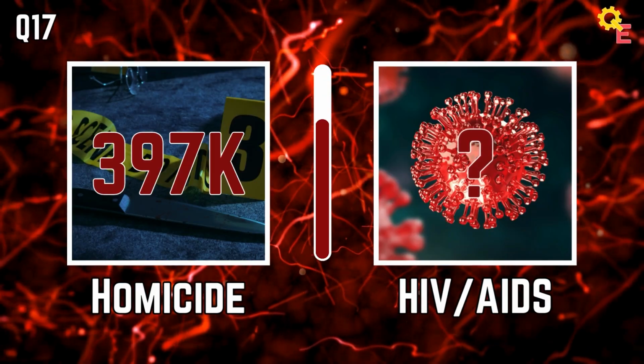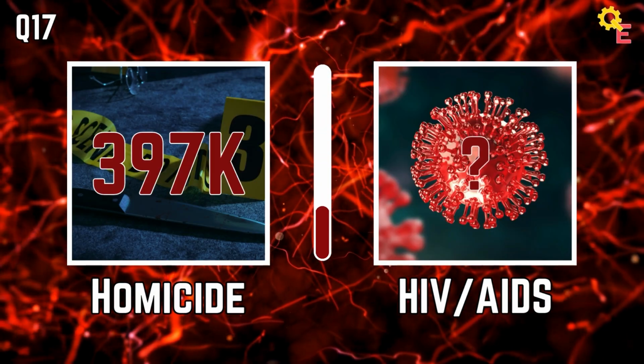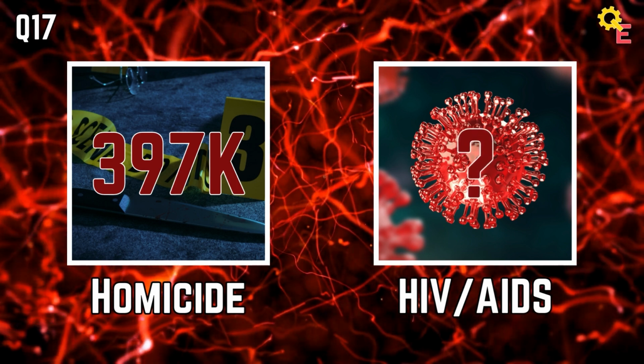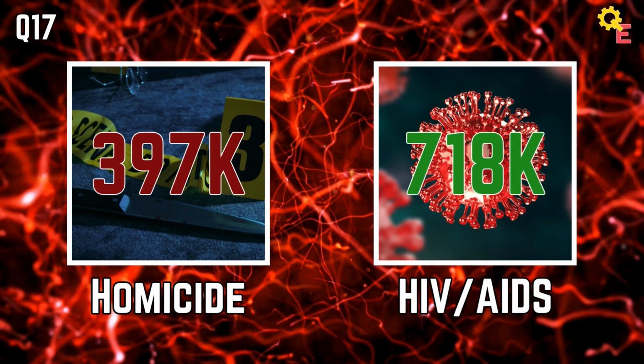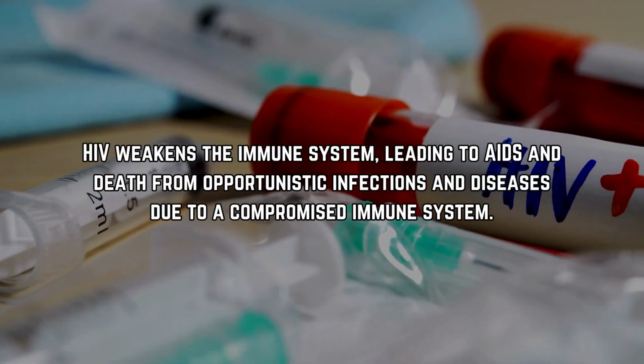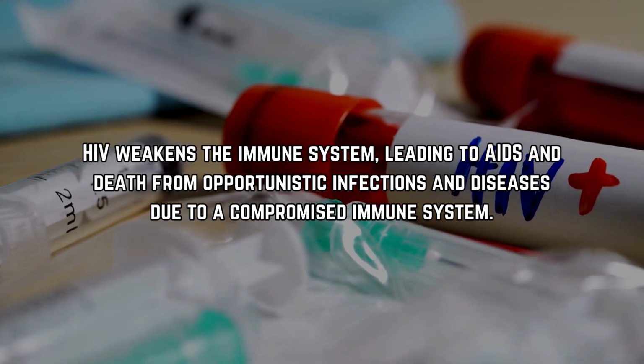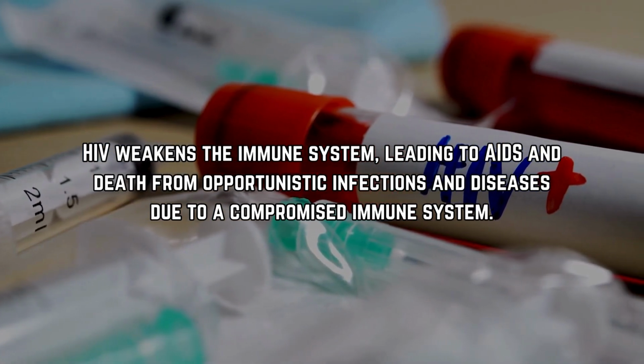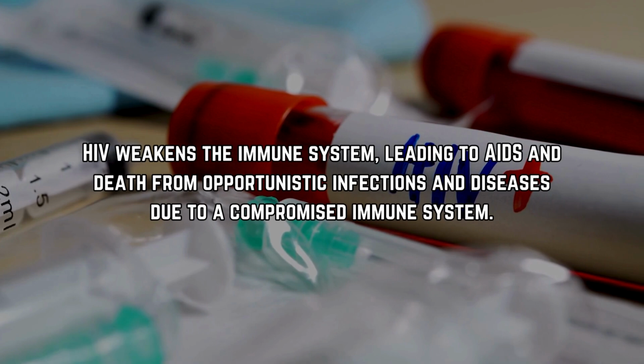Which one is higher, homicide or HIV? By almost double, the answer is HIV. HIV weakens the immune system, leading to AIDS and death from opportunistic infections and diseases due to a compromised immune system.